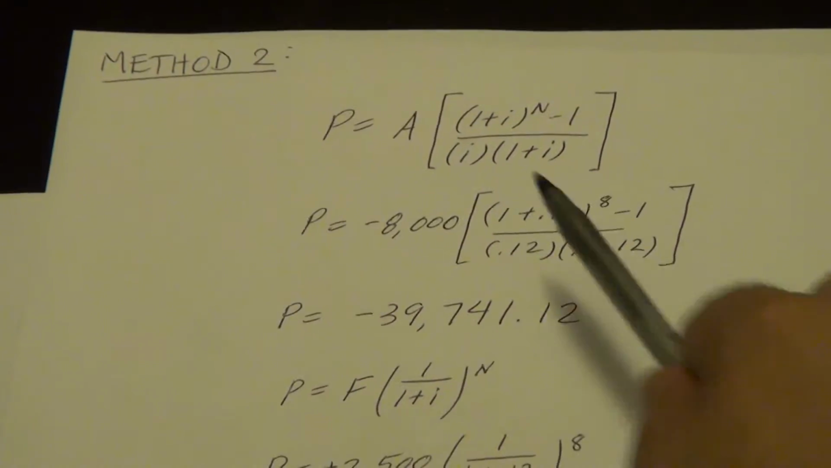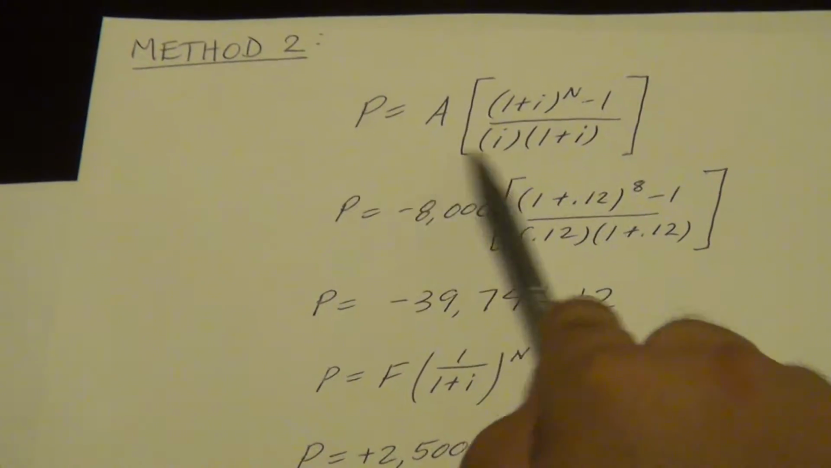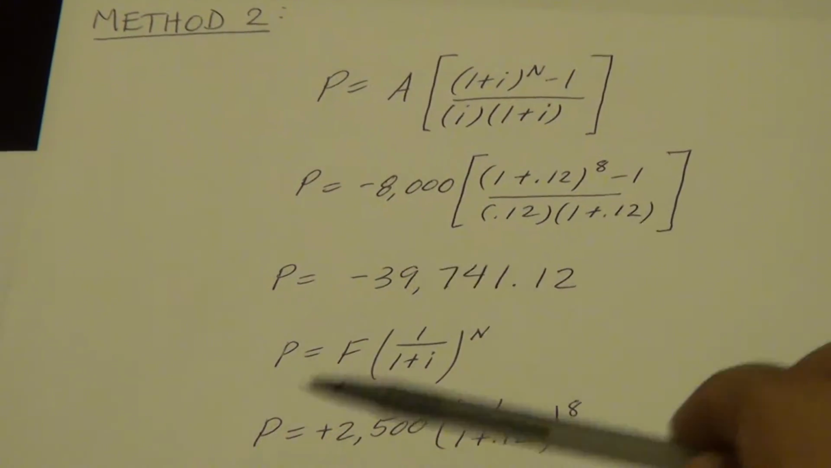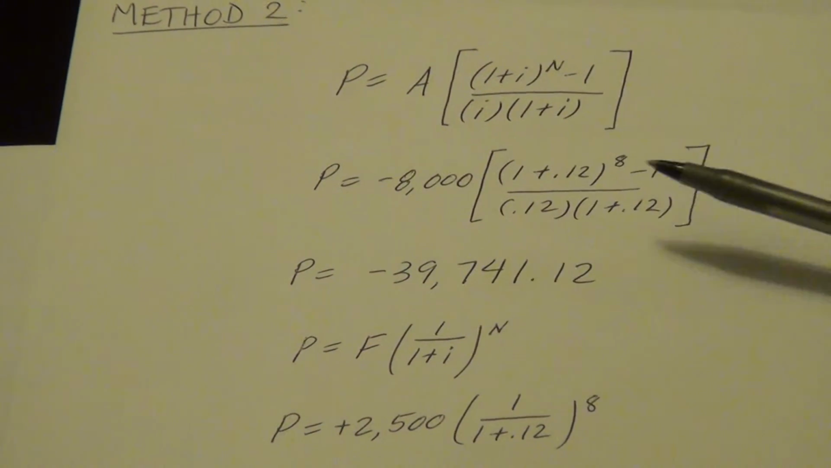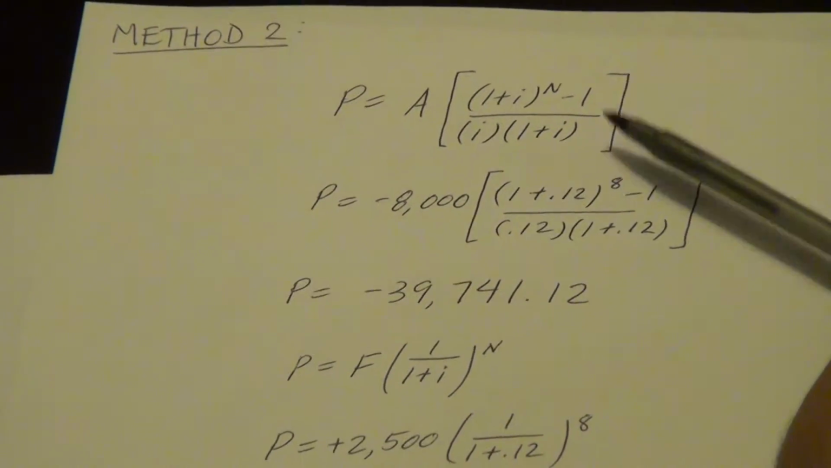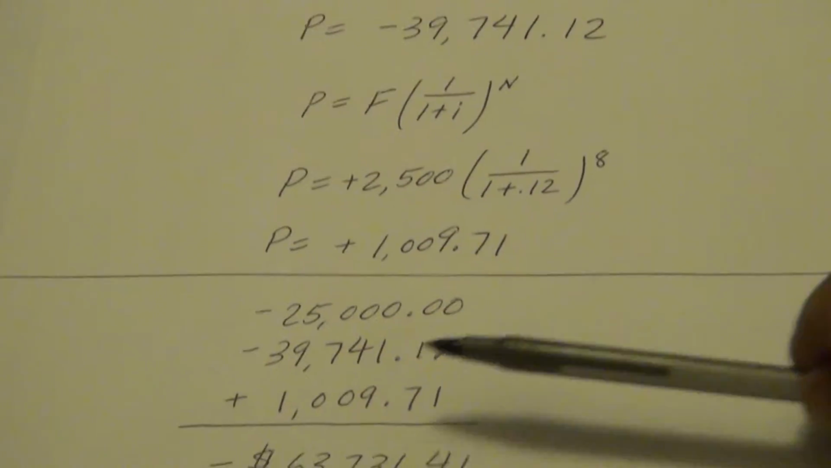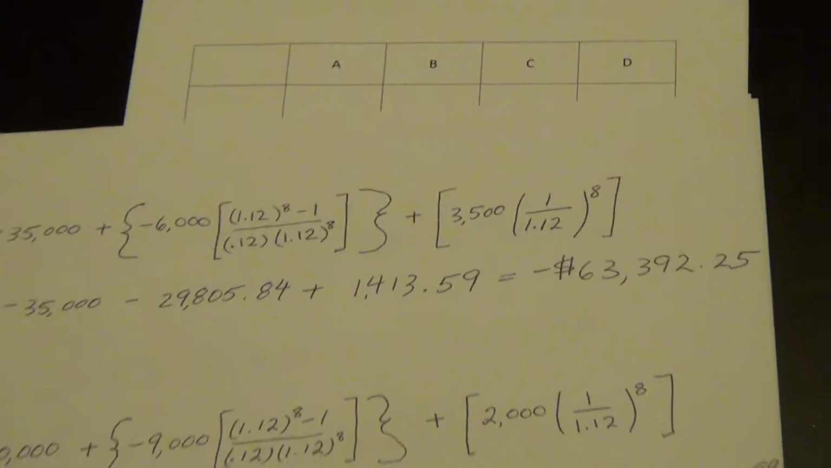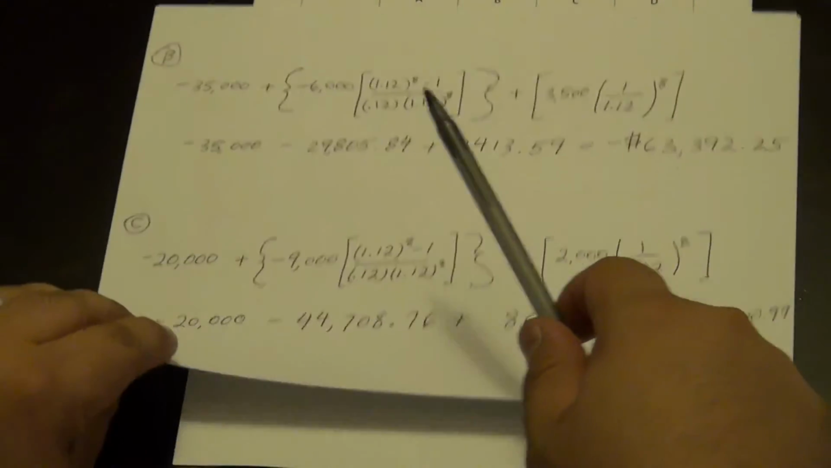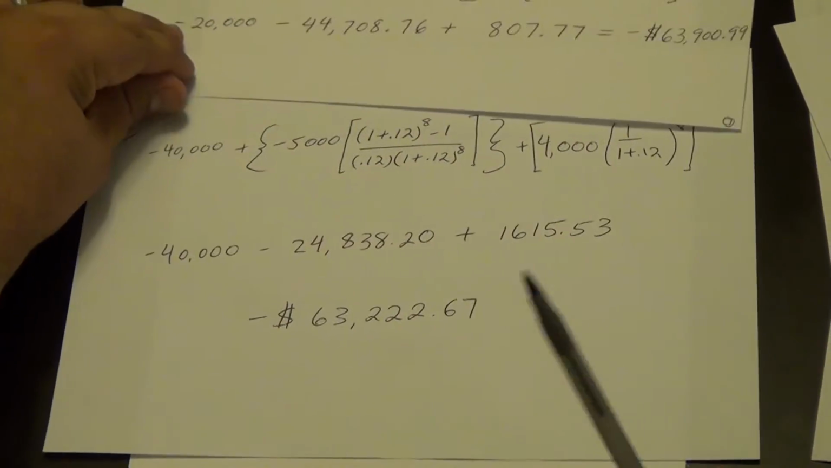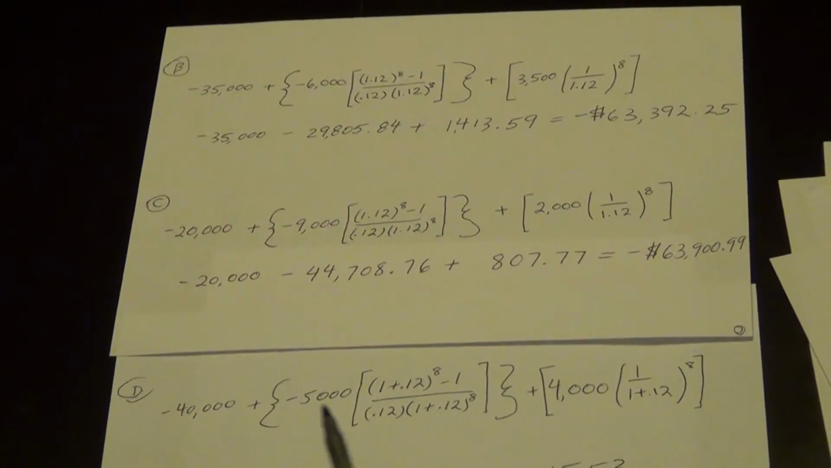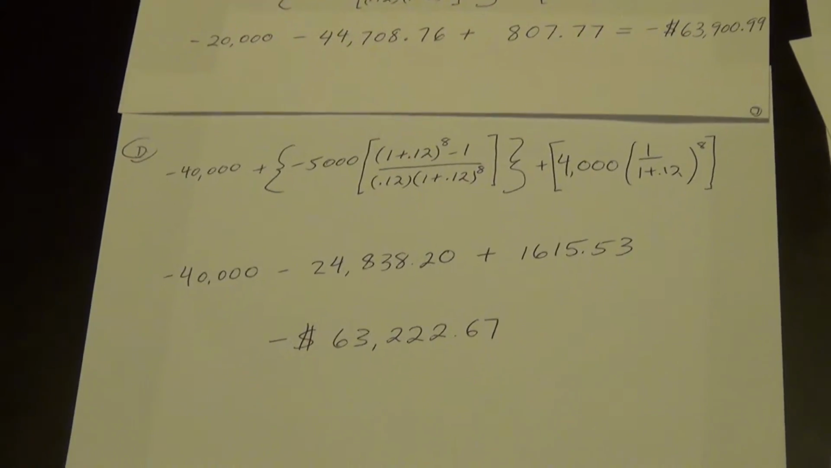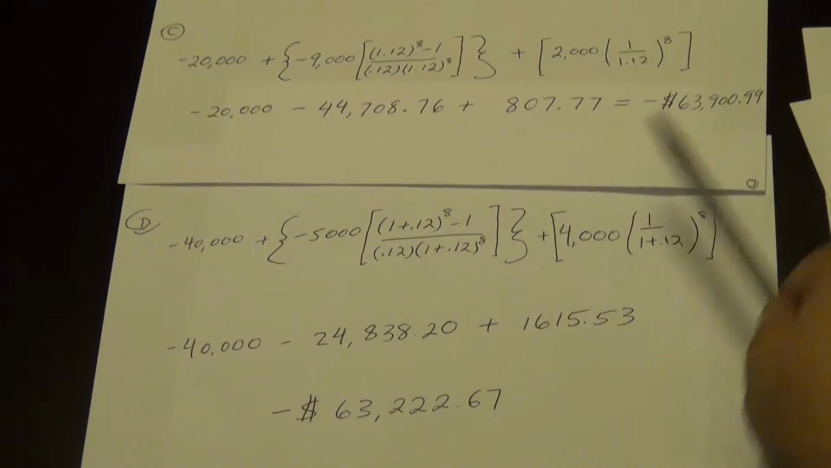But method 2 is faster. This formula here allows us to take all of those 8 values and package them together. So instead of having to do those calculations individually, we use this equation and it does it for us, and we get the same term. So I've gone ahead and done that for sections B, C, and D using the second method, but we also need that first method because there's only one value here that's being compounded and brought back.